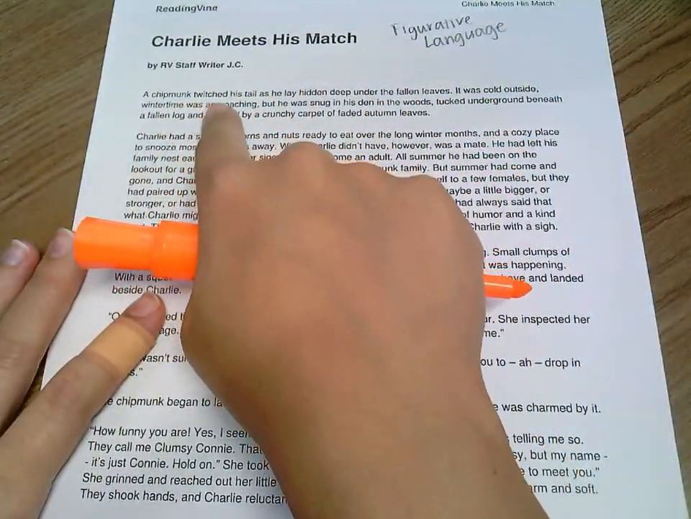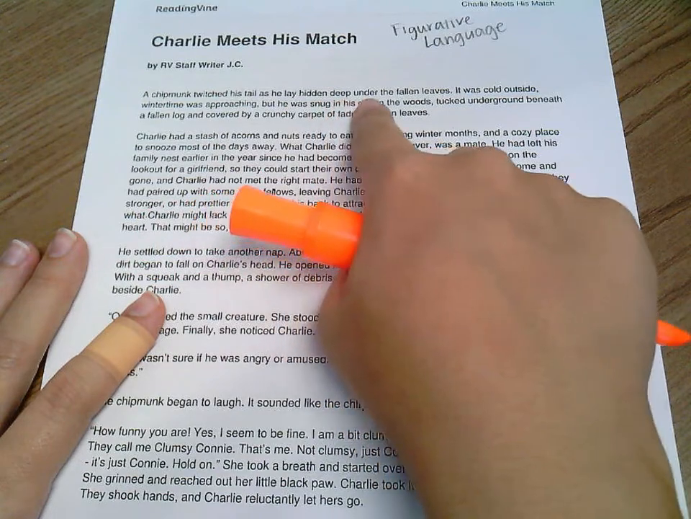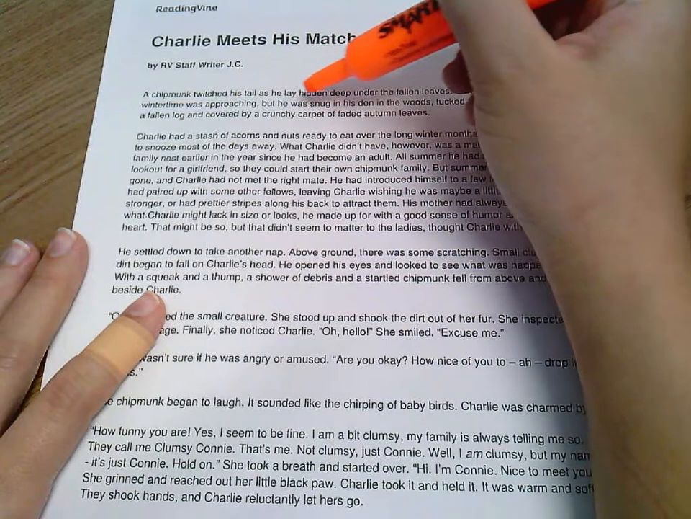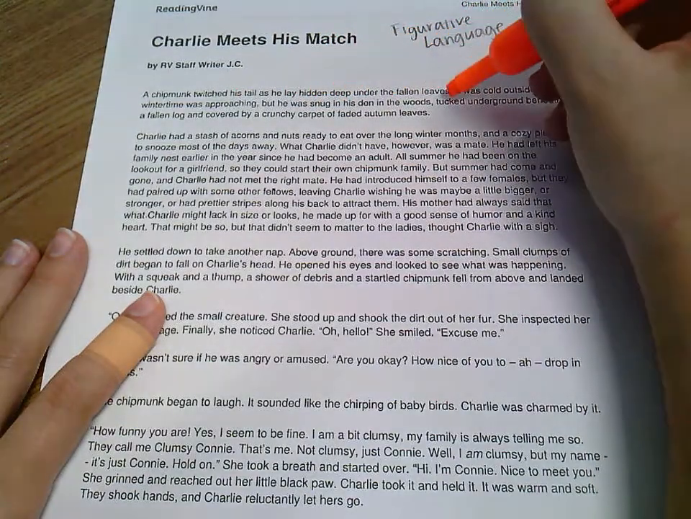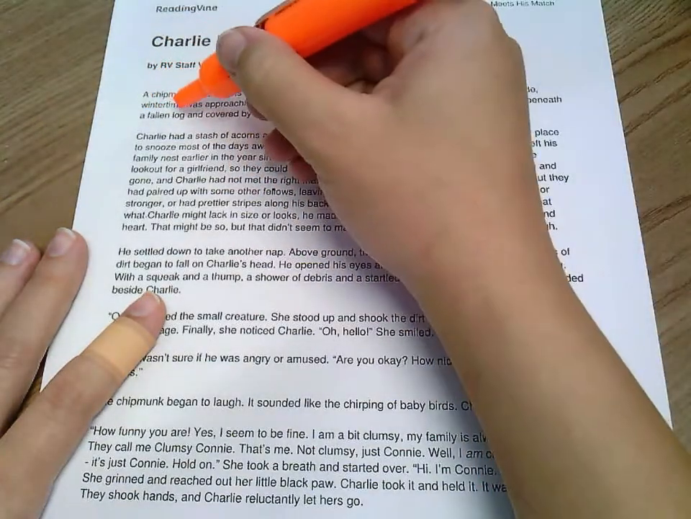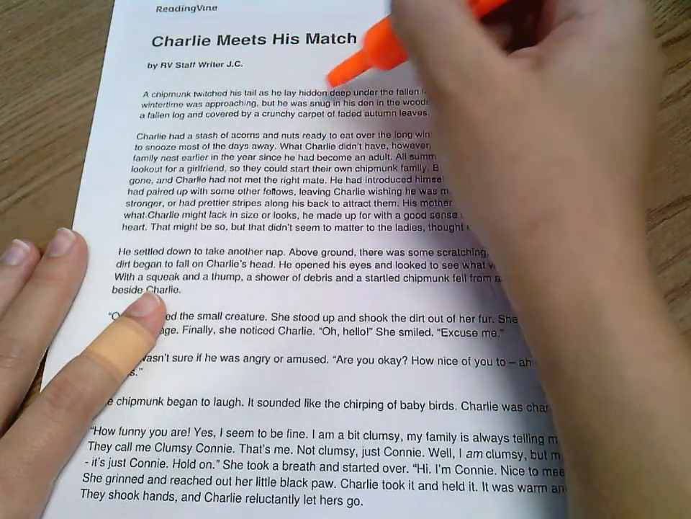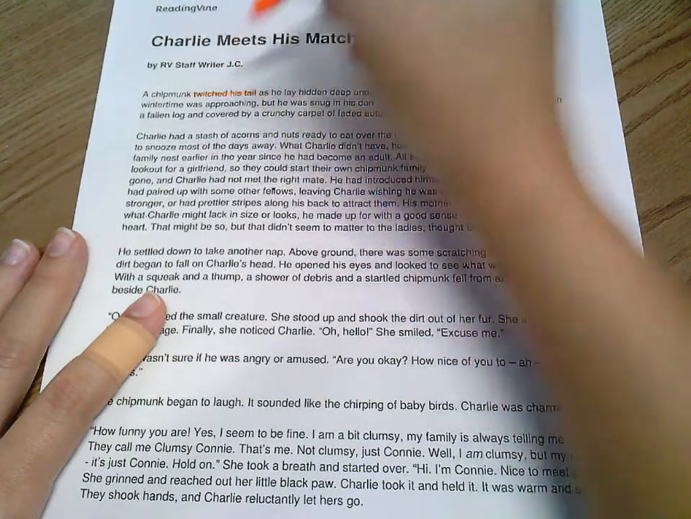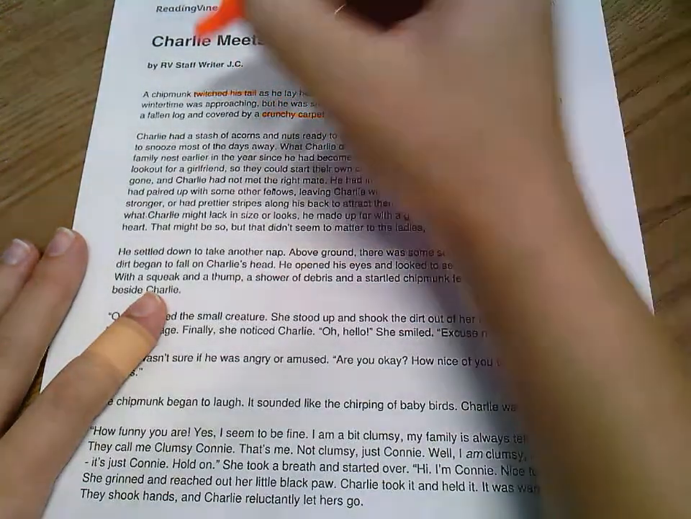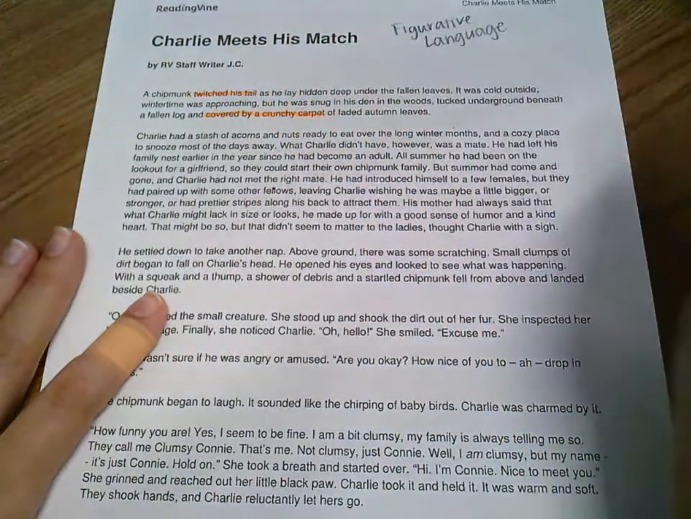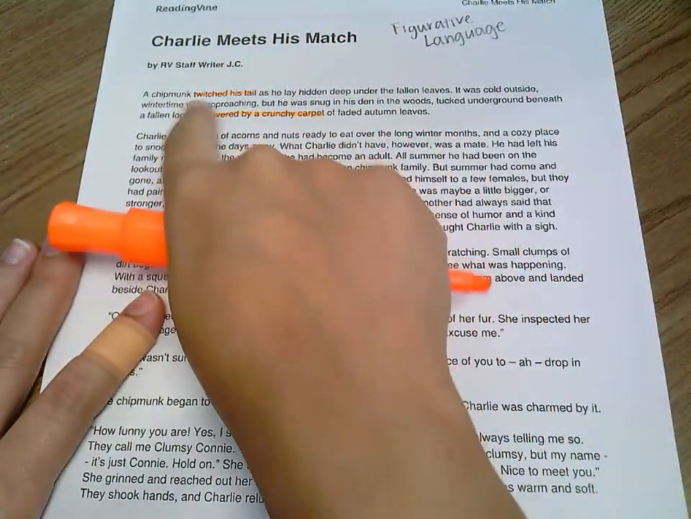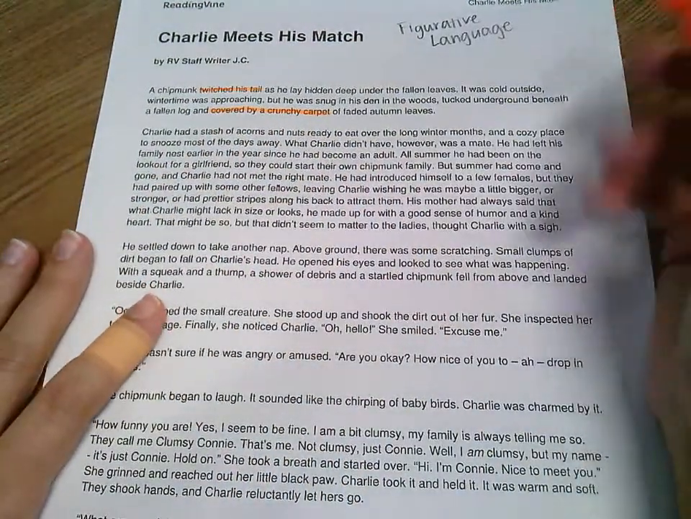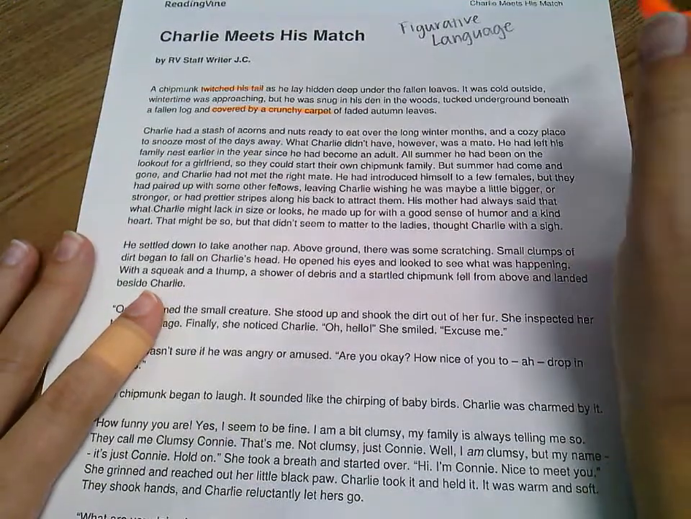A chipmunk twitched his tail as he lay hidden deep under the fallen leaves. It was cold outside. Wintertime was approaching, but he was snug in his den in the woods, tucked underground beneath a fallen log and covered by a crunchy carpet of faded autumn leaves. So right there, twitched his tail, crunchy carpet. Could say covered by a crunchy carpet. Those are examples of alliteration. They use T's here and C's here. And faded autumn leaves, that's a good word too.